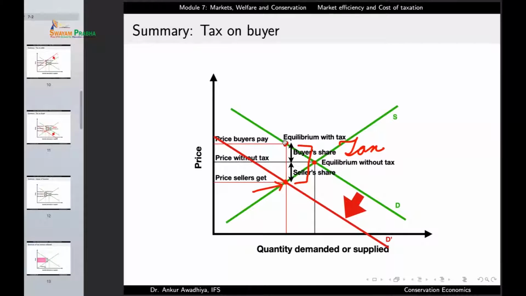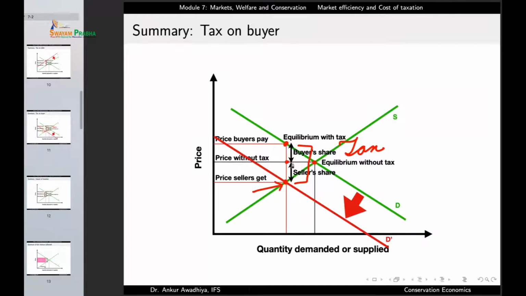Now, earlier, the buyers were paying only this much, the amount given by the normal equilibrium without the tax. So in this case, the increase of payment for the buyers is this much, the amount that they are paying now minus the amount that they were paying without the tax. So this is the buyer's share. On the other hand, earlier for this much amount, the sellers were getting this price, but now they are getting this price.